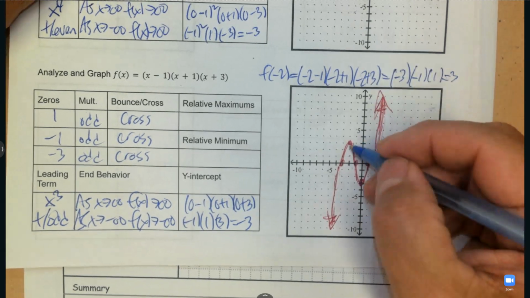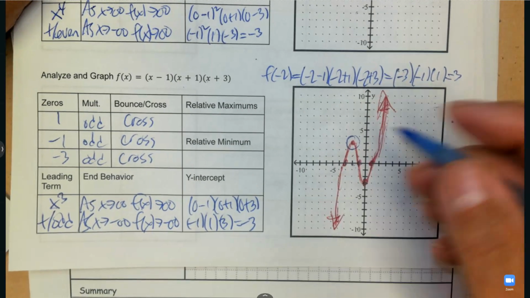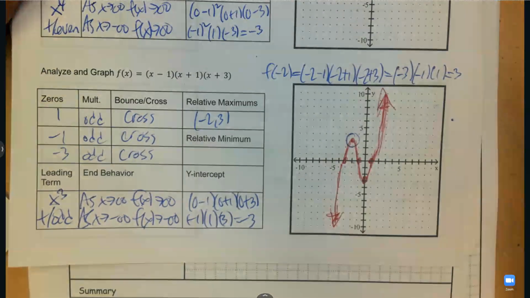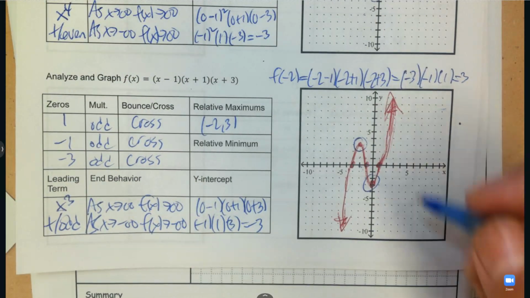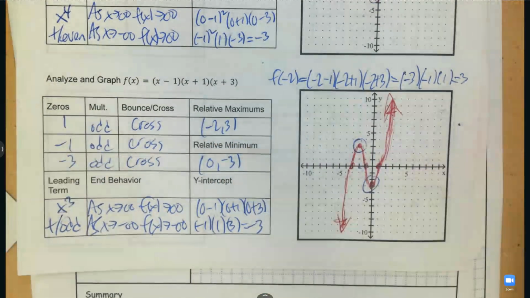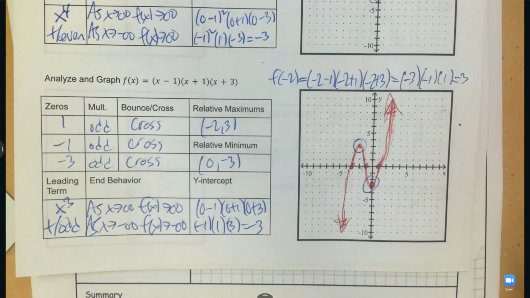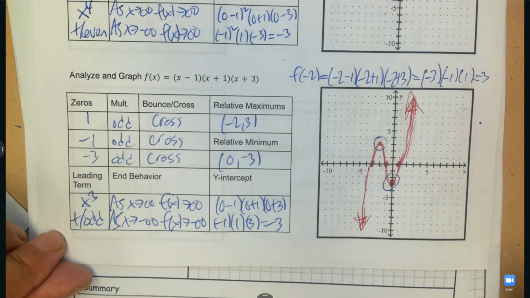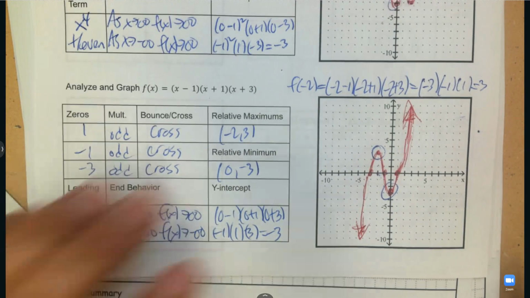So the maximum's here at negative 2 and 3. The minimum is down here at 0 and negative 3. That's it. Turn the page. We got this.